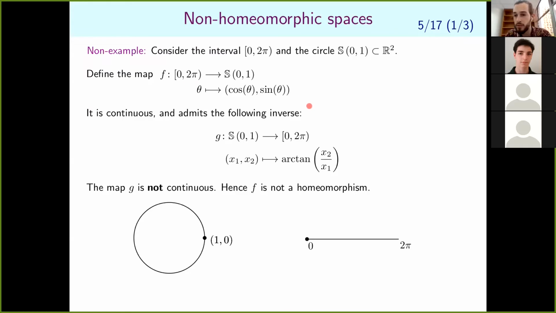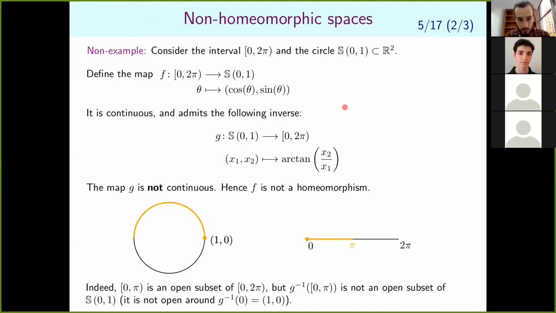So this map is continuous because both trigonometric functions are continuous. And this is elementary trigonometry, you can show that it admits this function as an inverse, where arctan is the arctangent. But this time, this map G is not continuous. And so the map F here is not a homeomorphism. Okay? So let me show you why.